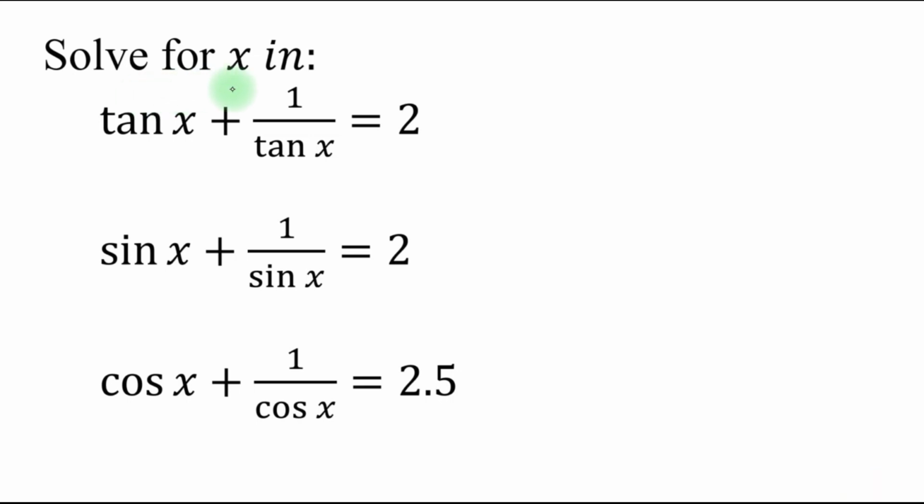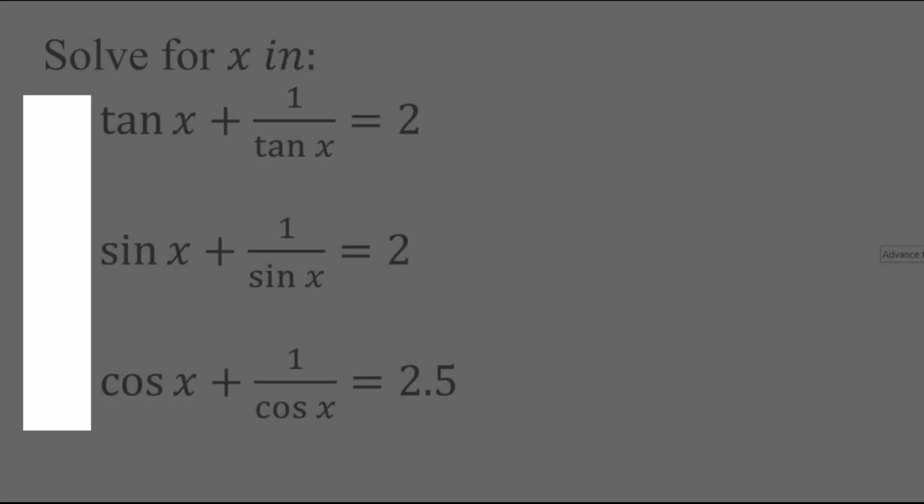So we are going to solve for x, and tan x plus 1 over tan x is equal to 2. Also sin x plus 1 over sin x is equal to 2. And cosine x plus 1 over cosine x is equal to 2.5. So we shall begin with the first one.